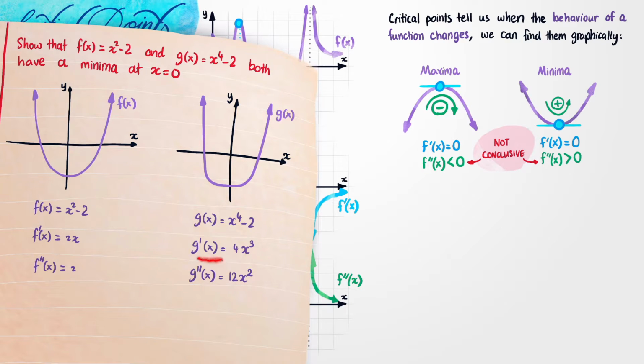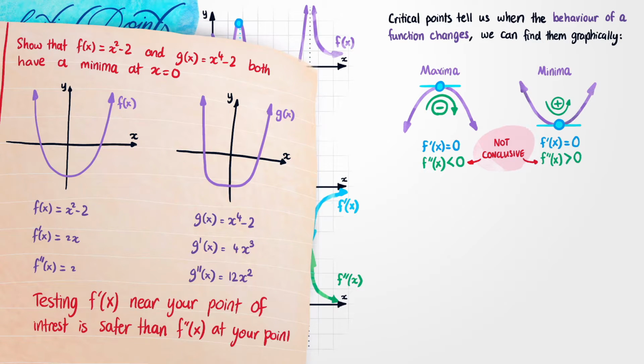If you sub in a negative value of x here, you'll get a negative number on this side, which means that you have a negative gradient here. If you sub in a positive value, you'll get a positive gradient, so it works exactly the same way. Okay, so I've just written this in the following way. Testing f dash x near your point of interest, so nearby, is safer than testing f double dash at your point of interest, which is this one right here.